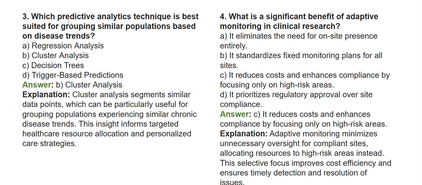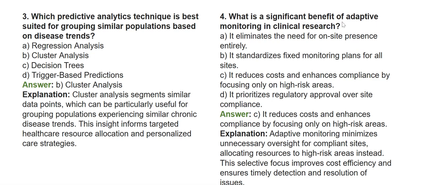Question three, which predictive analytics technique is best suited for grouping similar populations based on disease trends? Is it A, regression analysis, B, cluster analysis, C, decision trees, or D, trigger-based predictions? It is B, cluster analysis, as cluster analysis groups similar data points, which can be particularly useful for grouping populations experiencing similar chronic disease trends. This insight informs targeted healthcare resource allocation and personalized care strategies.